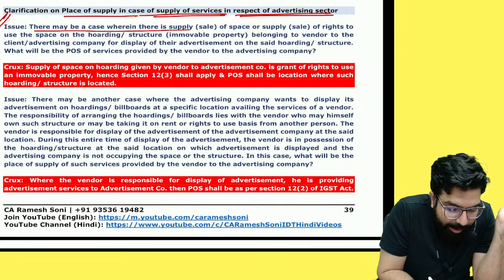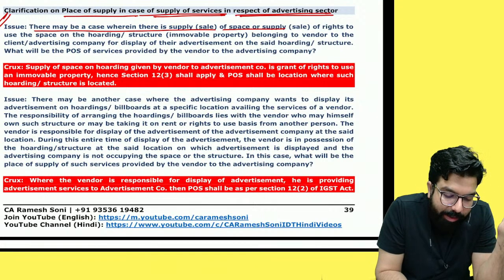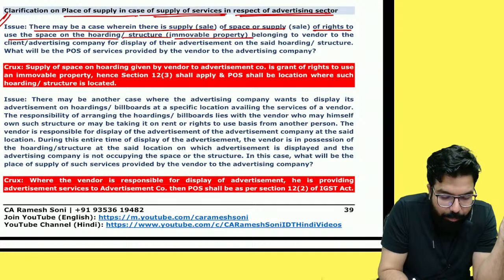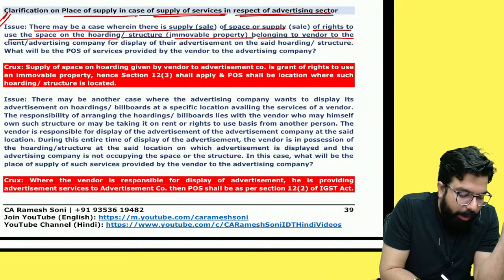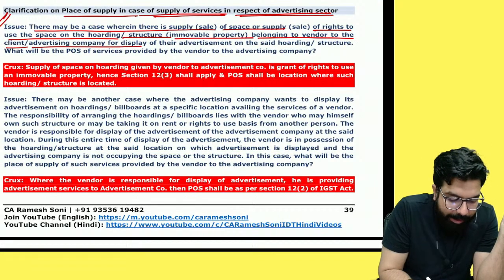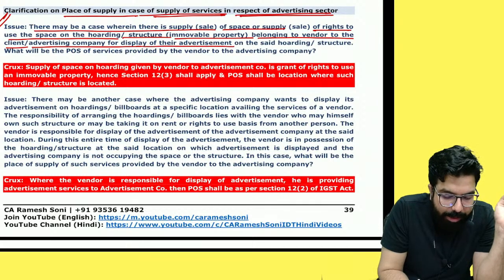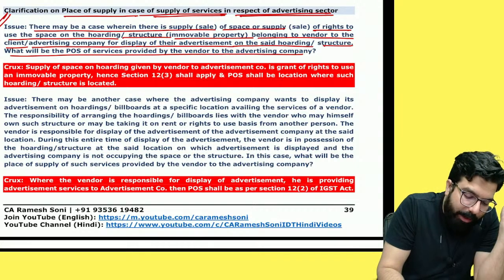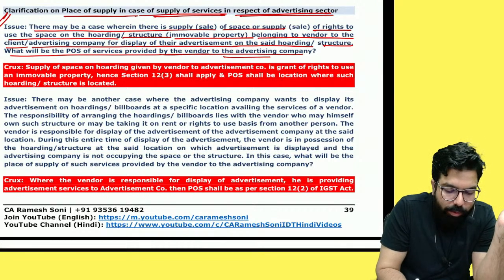There are many cases where there is a supply or sale of space or supply of rights to use the space on a hoarding or structure, that is immovable property belonging to the vendor, to the client or advertisement company for display of their advertisement on the said hoarding or structure. What will be the place of supply by the vendor to the advertisement company?